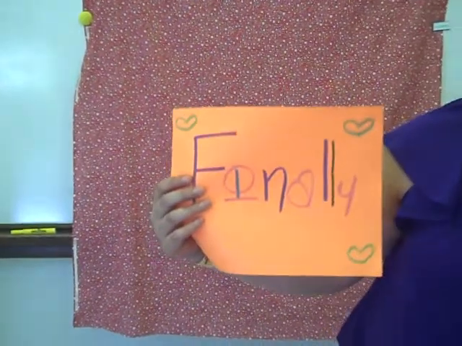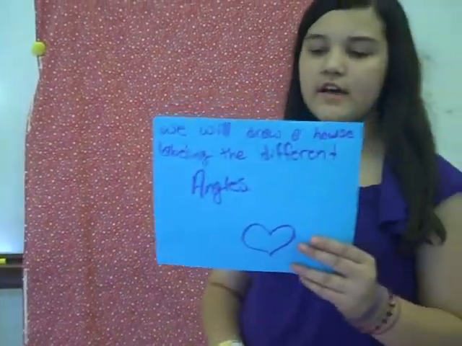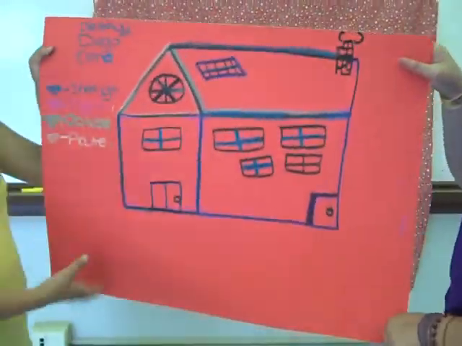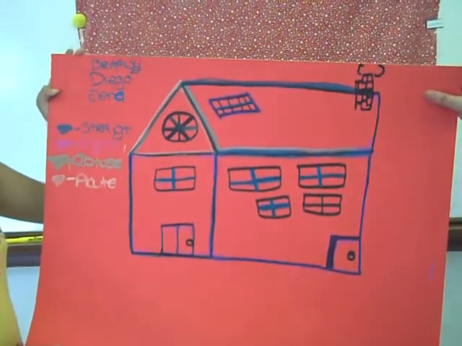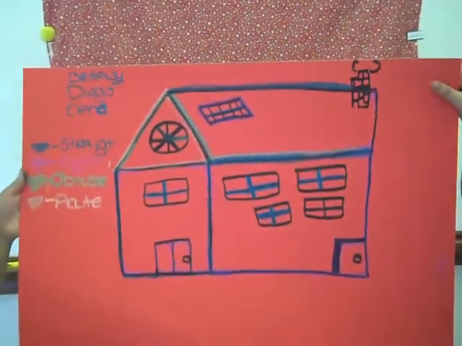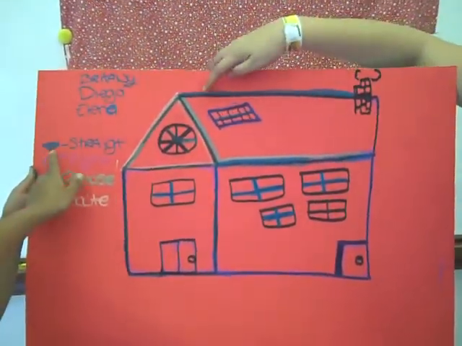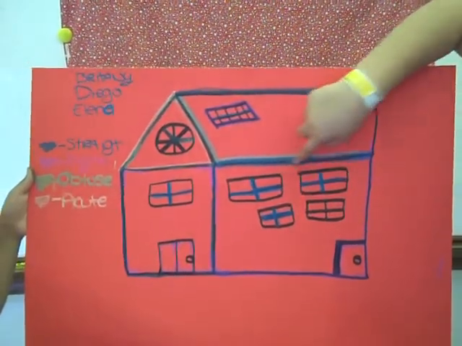Finally, we will draw a house labeling the different angles. In this house, we are labeling straight, right, obtuse angles and acute angles. Right here we have the straight angle, and right here.